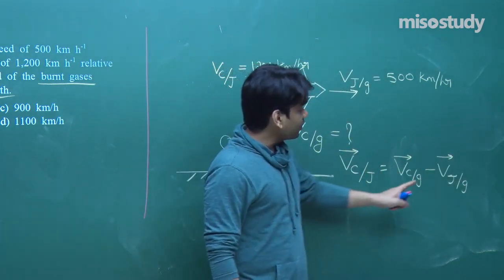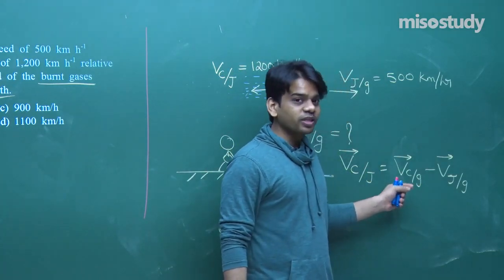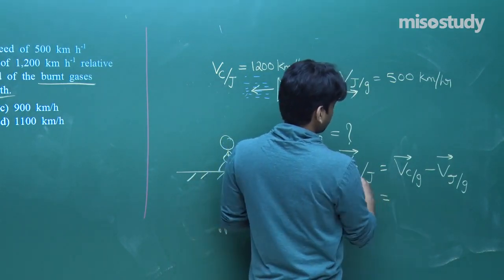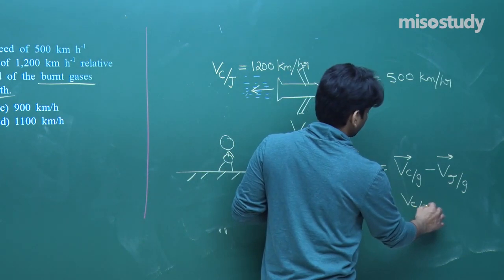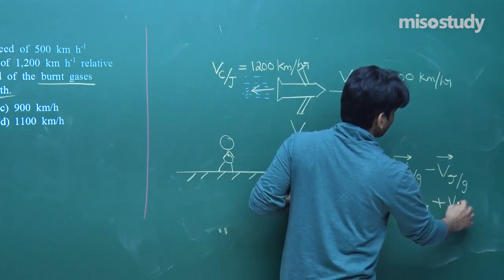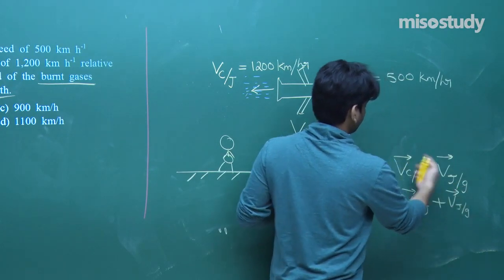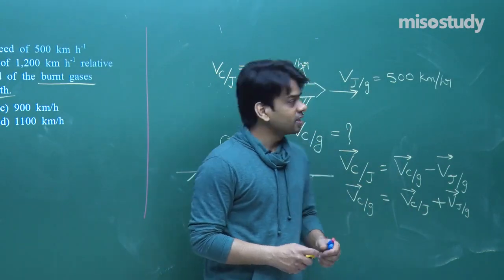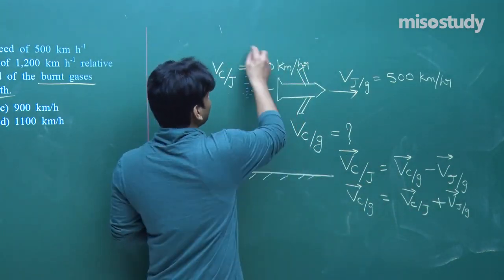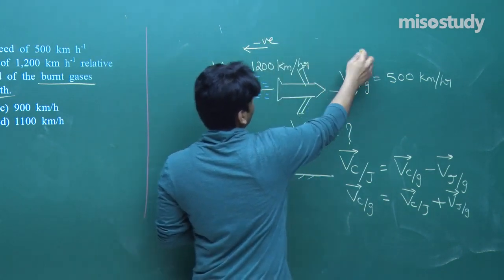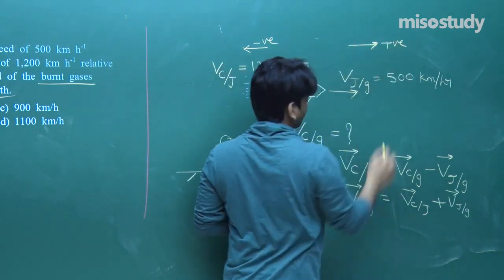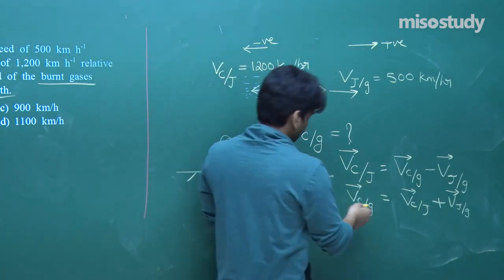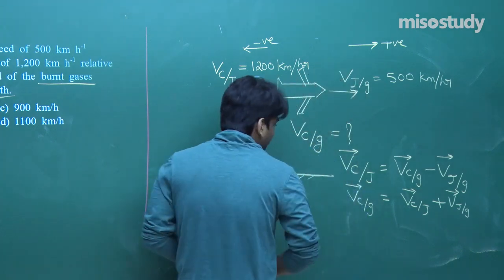Now you see here, we need to find out velocity of combustible material with respect to the ground. So velocity of combustible material with respect to ground will come out to be velocity of combustible material with respect to jet airplane plus velocity of jet airplane with respect to ground. We have taken this term here, so we got this equation. Now velocity of combustible material with respect to jet airplane is in the backward direction. Let me take this direction as negative and this direction as positive. So that will be minus 1200.